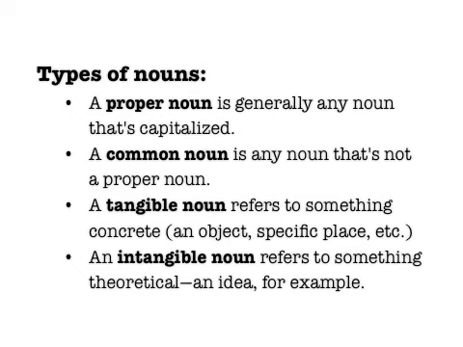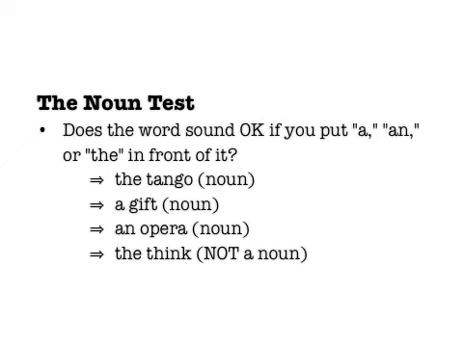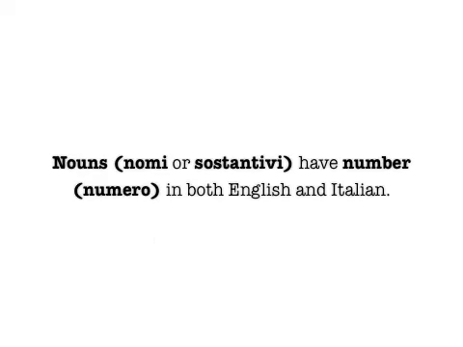These distinctions aren't hugely important, but it is important when you're learning a foreign language to know how to identify nouns, and these categories can help you do that. Another simple way to identify if a word is a noun is to stick a, an, or the in front of it. If it makes sense with any of those words in front of it, it's a noun. Nouns in English and Italian have a quality called number, numero. Nouns, called nomi or sostantivi in Italian, can be singular, singolare, or plural, plurale.